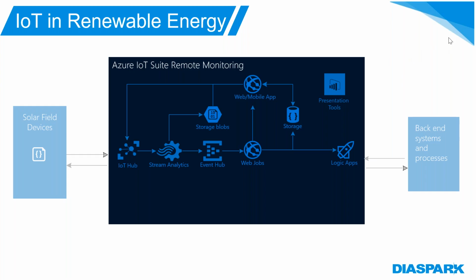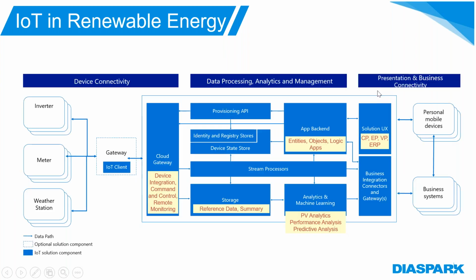So for example, in this case, as you notice, the solar field panels are sending data to IoT Hub, from where it is getting to Stream Analytics. Stream Analytics is then storing that data to storage blobs and also giving it to Event Hub. So in case there is a red flag that one of the solar panels is generating, the Event Hub is sending that data to the backend application, which is then giving it to the consumers.